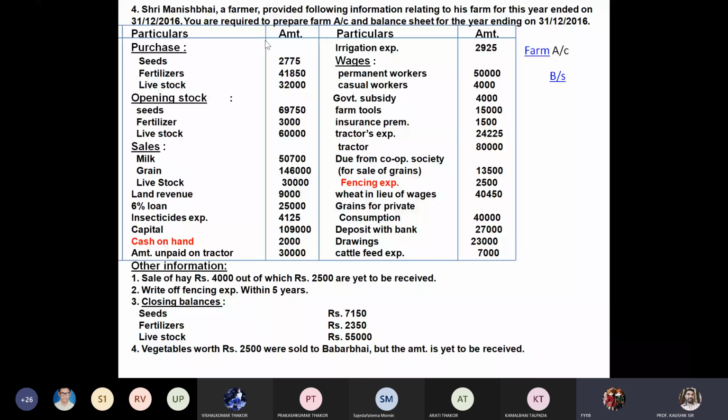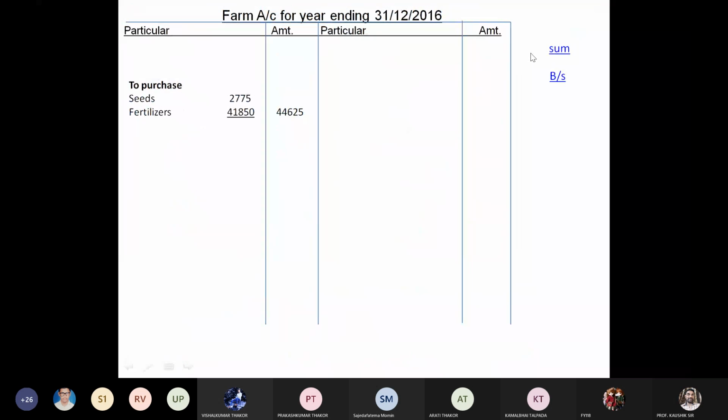So start writing. You have to draw the farm account. Start writing with me. Purchase of seeds and fertilizer.